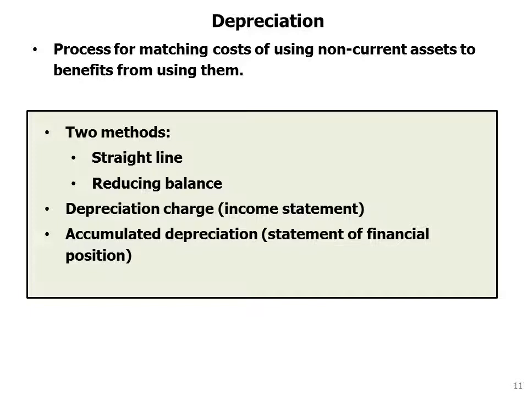This is a charge taken through the income statement, which will allow us to match the use of the non-current assets against the benefits. And secondly, the accumulated depreciation, which is an item within the statement of financial position, which reports on how much of a non-current asset has been used up.